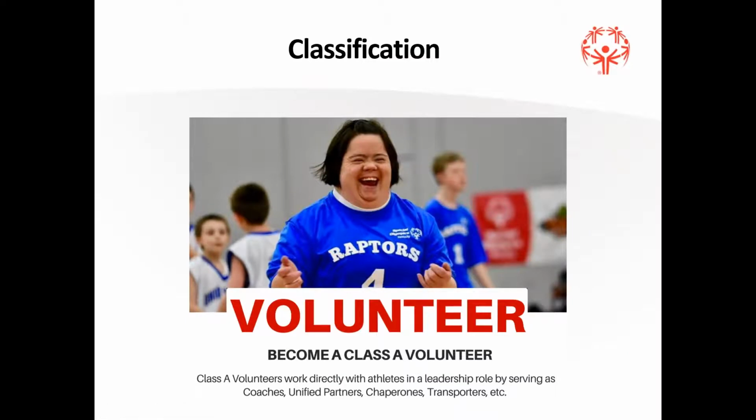Let's begin with first talking about the classification of a Class A volunteer. These are individuals that work directly with athletes. You may be in a leadership role where authority of an athlete or supervision of athletes is involved. So these are individuals that serve as coaches, unified partners, chaperones in addition to coaches when athletes are traveling for competition purposes, and transporters, who may be responsible for getting one or several other athletes to and from practice. Those are all examples of volunteers that would classify as a Class A volunteer. So for anyone that's serving in this type of capacity, you would follow this screening process.